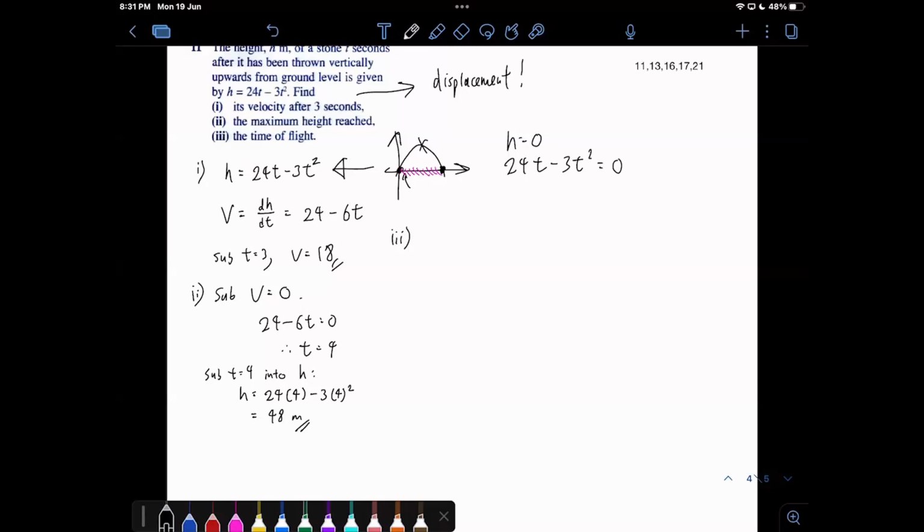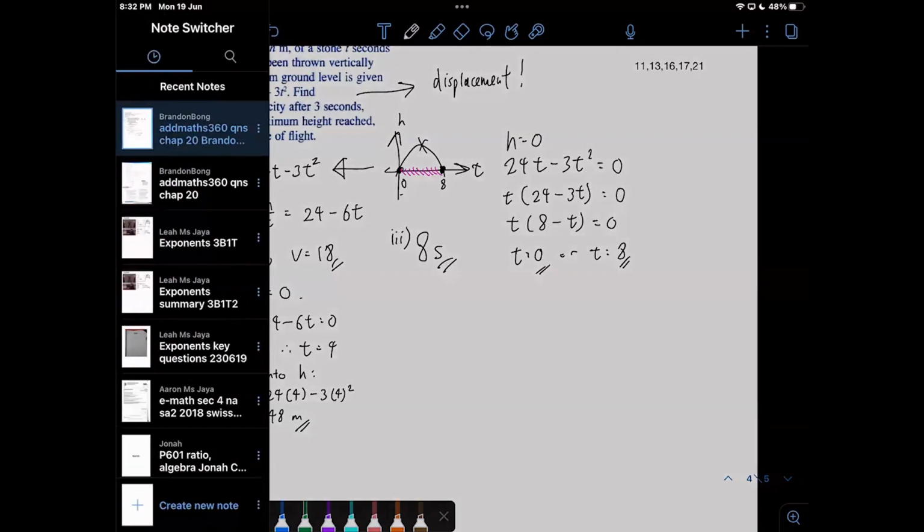That's it. So let's see. This becomes 24 minus... no, minus 3t. You can divide by 3. So this becomes 8 minus t equals 0. Therefore t equals 0 or t equals 8. Those are our two roots. Let me label the t axis and h axis with a 0 and an 8. So therefore the duration is just 8 seconds.